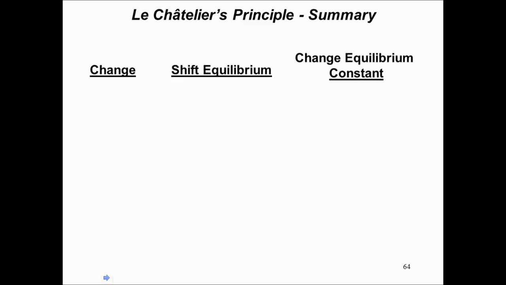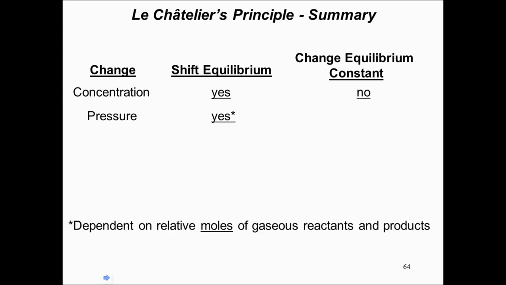On slide 64, then, a summary. What happens with a change in concentration? Will this shift the equilibrium? Yes, it will shift it. Will it change the equilibrium constant? No. What about a change in pressure? Yes, you will change your equilibrium, but it will be dependent on the moles of gaseous products and reactants. And so, no, you should not change your equilibrium constant. What about volume? Yes, that will shift the equilibrium. Again, the note is, remember, that's dependent on the number of moles of your gaseous products and reactants, but it will not change the equilibrium constant.